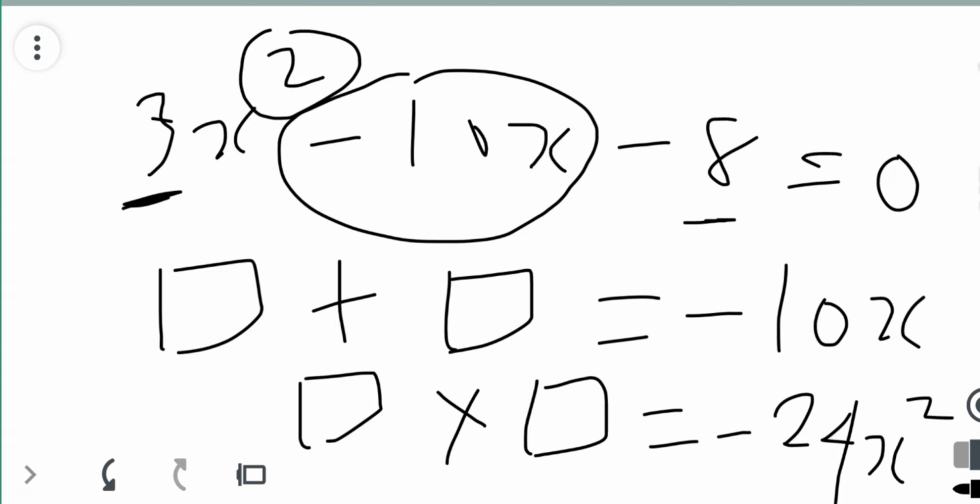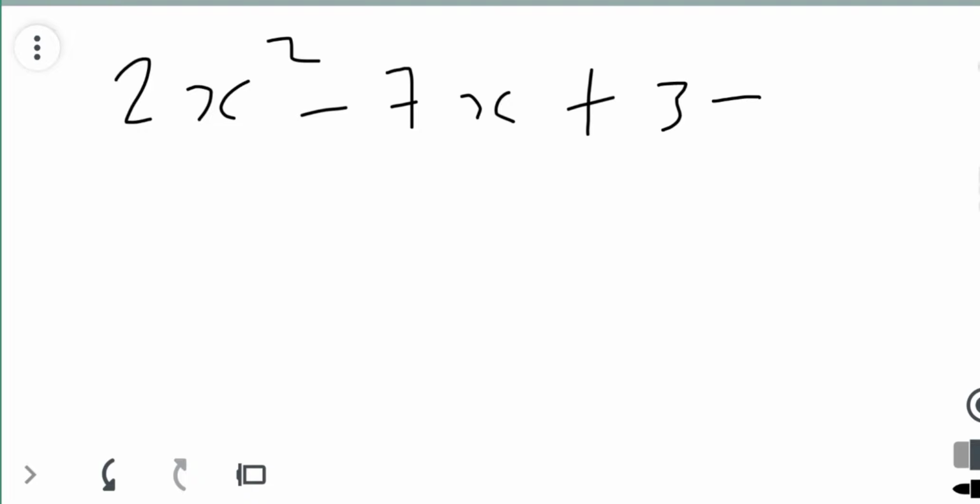Okay, quickly, let's see if we can solve one more question. Let's solve one more question. Okay, we have another question here. 2x squared minus 7x plus 3 equals 0. So 2x squared minus 7x plus 3 equals 0.